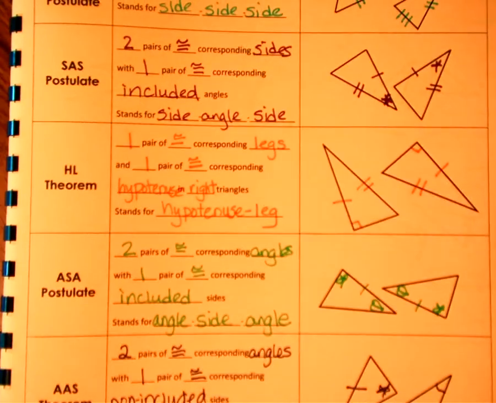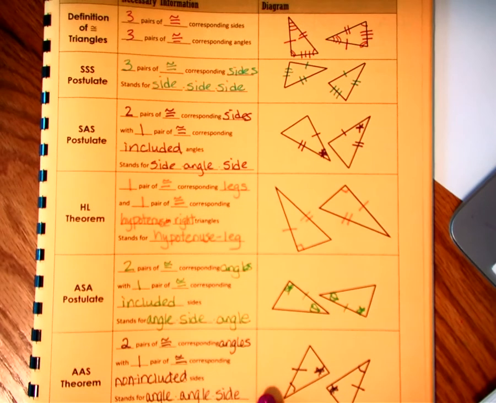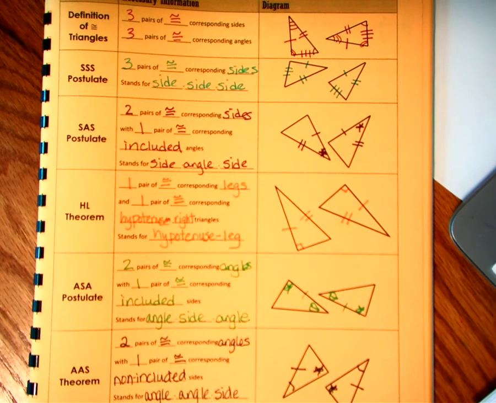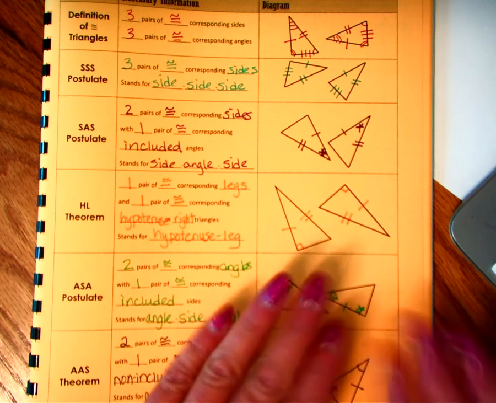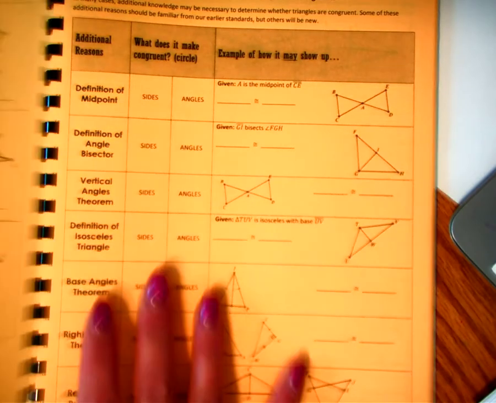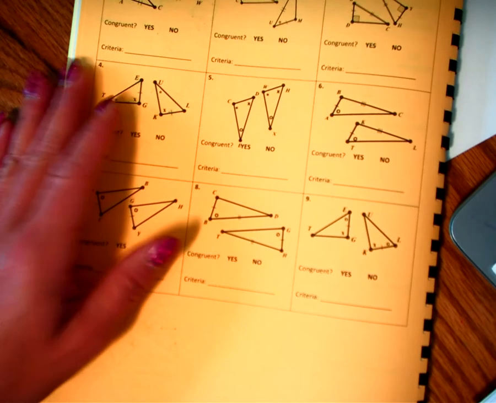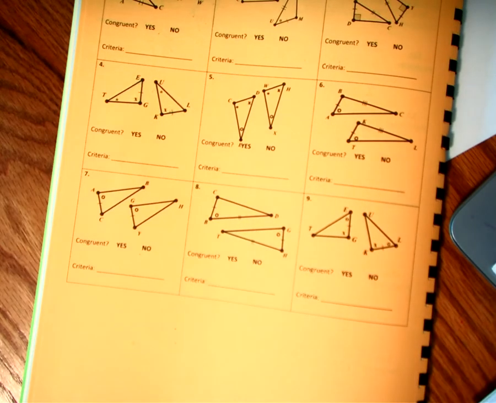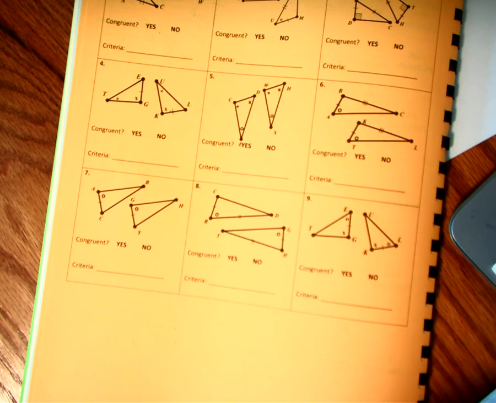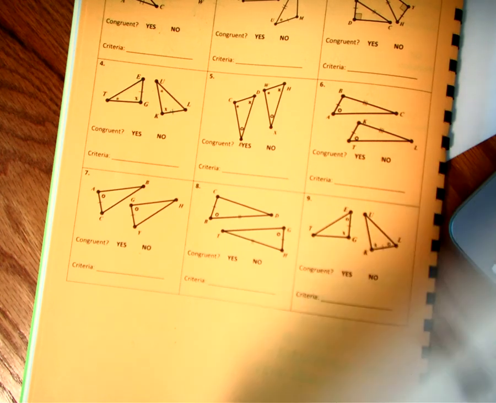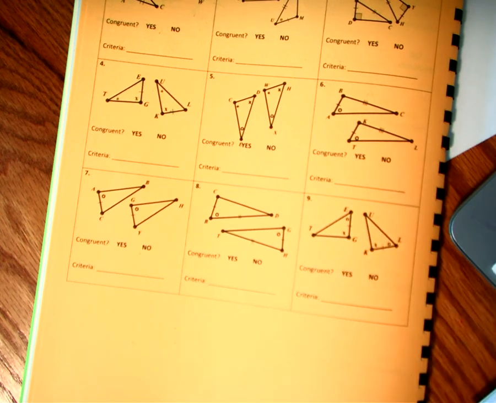All right, so one more time, let me zoom out so you can get this whole page. Definition of triangles. So we have 6 new theorems or postulates here. Okay, so let's go ahead and do some work to practice using them and identifying them so that we can get to the proofs next. Not today, but we'll get there. So we're going to do some work practicing identifying which of the 6 we have.